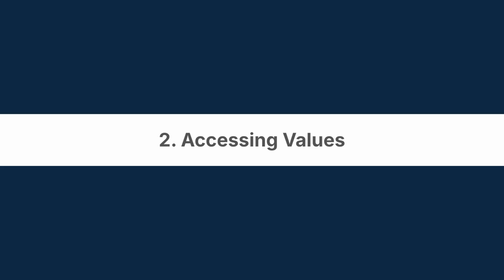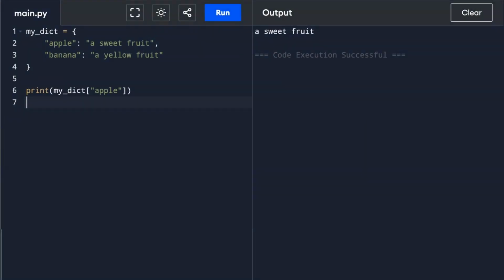Two, accessing values. Let's say you have a mini dictionary. Each item in a dictionary is a key value pair. Key is what you search for. Value is what you get back. To get the value, you put the key inside square brackets. This tells Python, hey, give me the value connected to the key apple.